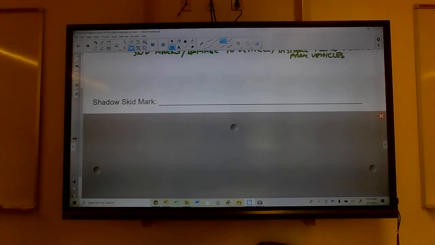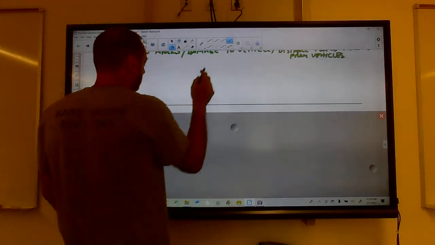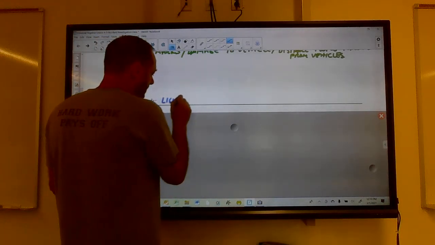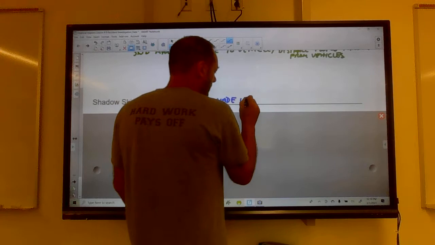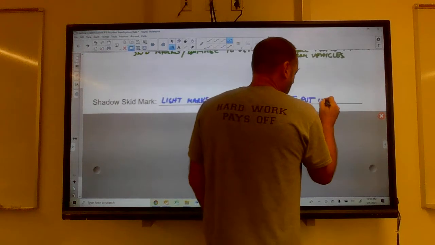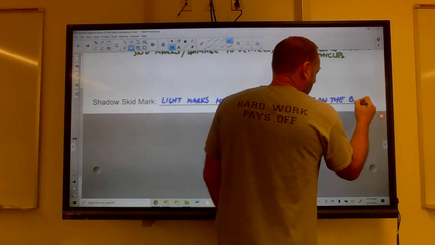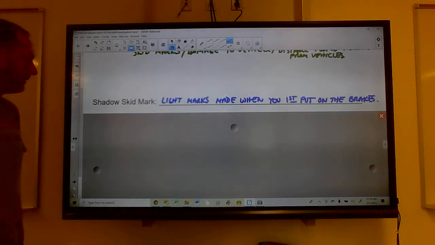All righty. So we've got a shadow skid mark. When you first put on the brakes, a skid mark is very light, and that's called a shadow skid mark. So it's the light marks made when you first put on the brakes. They get darker as you slow down.